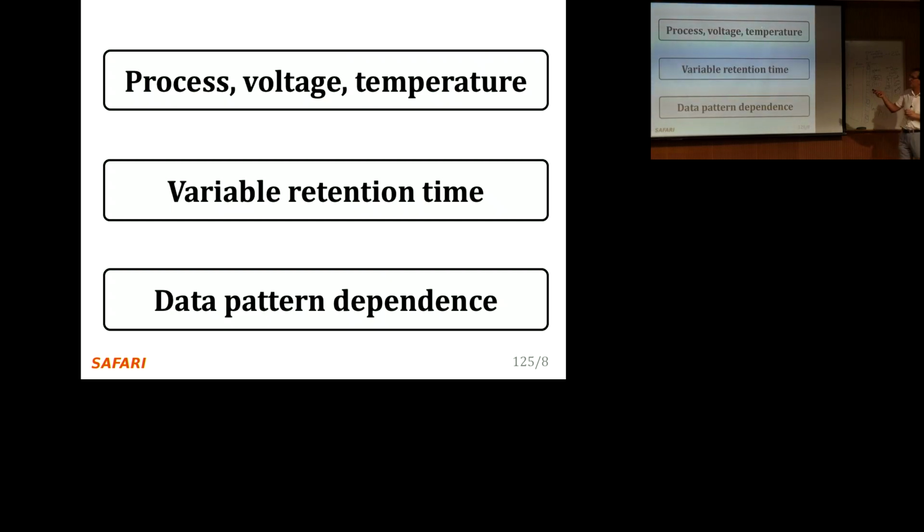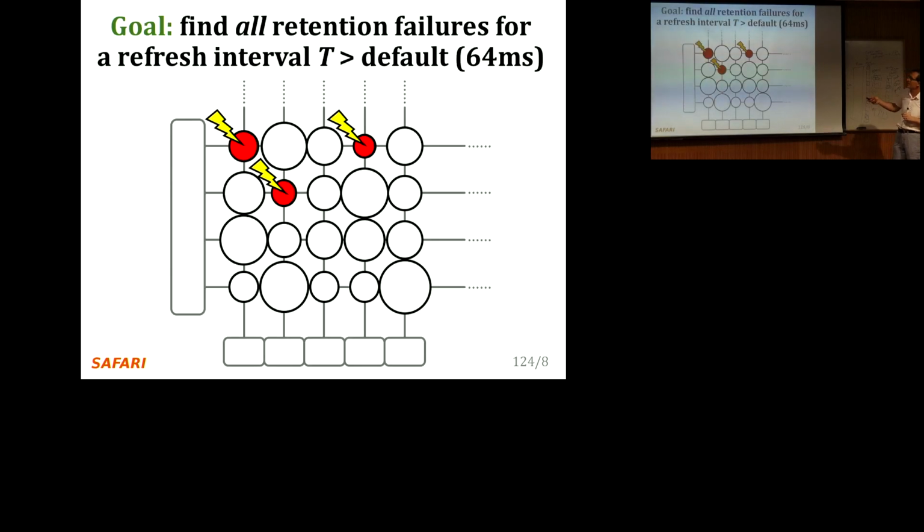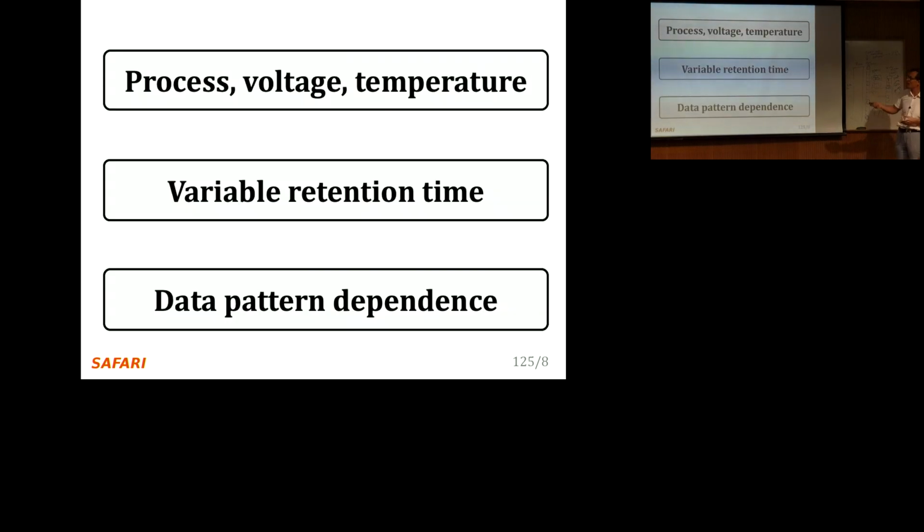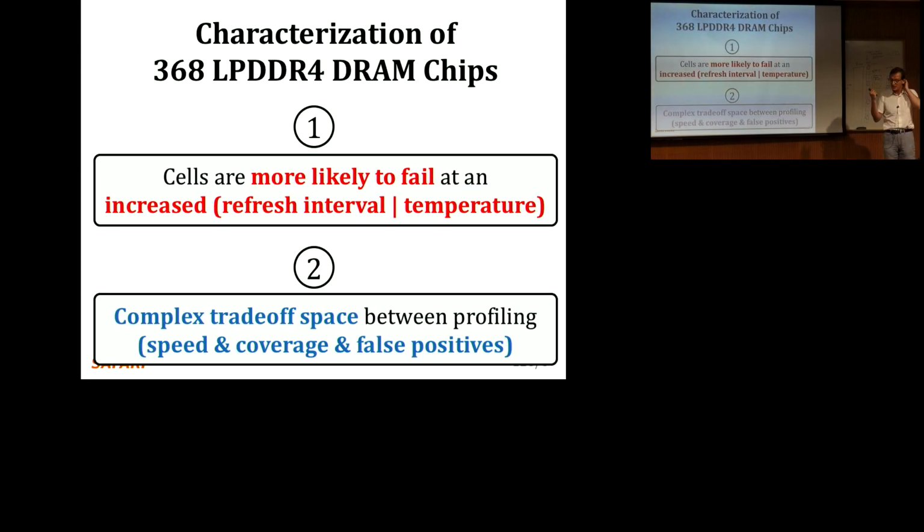So there are a bunch of things that make it difficult to identify this: process, voltage, temperature, aging, variable retention time, and data pattern dependence that we've discussed. So what we did in this work is actually we studied, this was the first characterization that I know of, relatively large-scale characterization of LPDDR4 chips. We studied about 368 chips, and we found that cells are more likely to fail at an increased refresh interval and increased temperature. And there's a very complex trade-off space between profiling speed, coverage, and false positives.